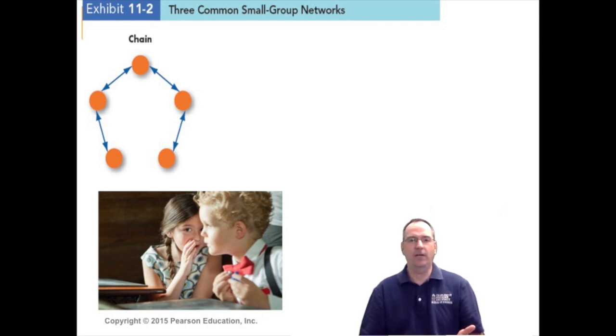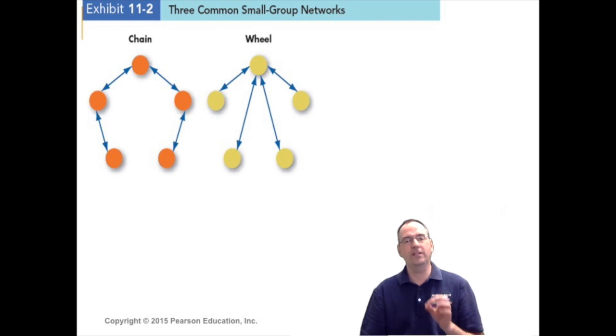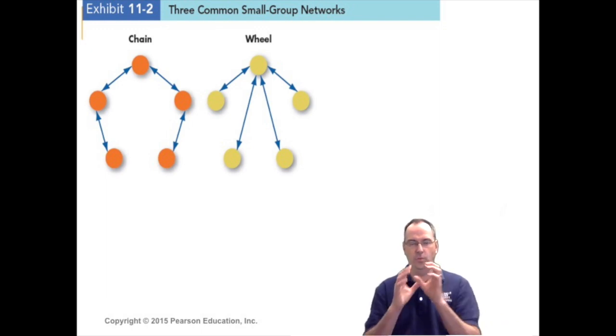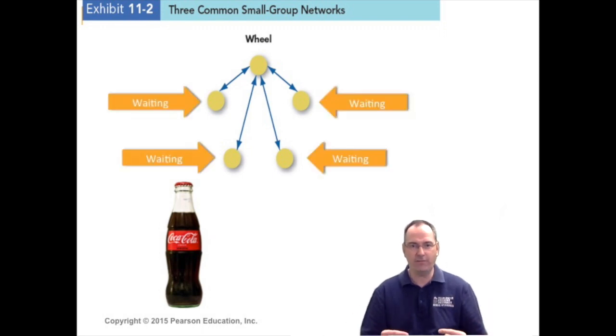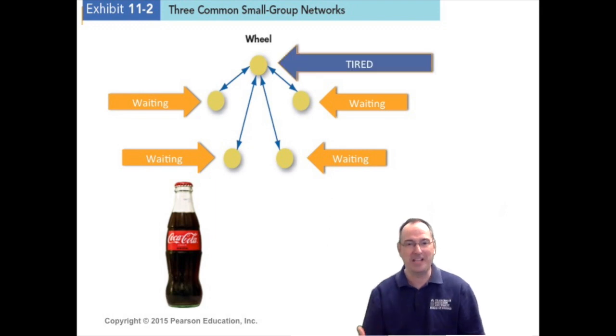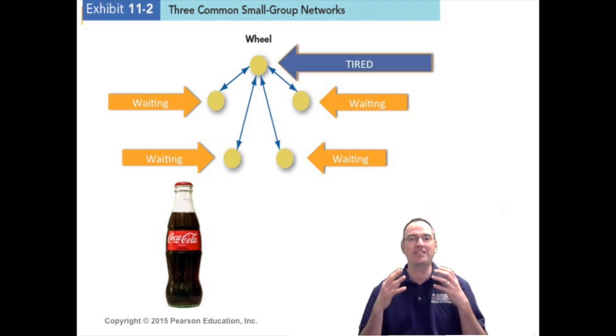Then you have other options like the wheel. The wheel is very common in an organization where everybody talks to one particular person, usually the boss. Now, the problem with that is that the boss can become a bottleneck. While everybody else is waiting for an answer, that boss on top is just tired. That boss has to deal with everybody's requests and prioritize and think through them. And so they become a bottleneck, and that's not optimal.